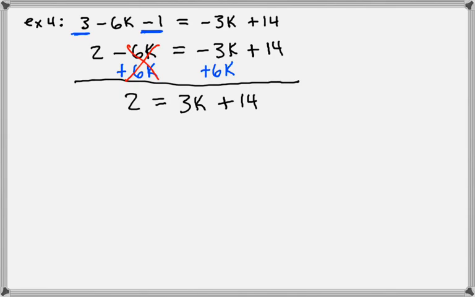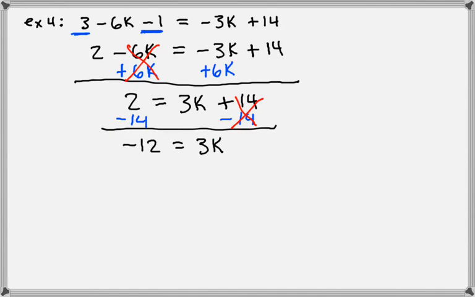From here, we're still trying to get k by itself. This is a basic two-step equation that, again, we've spent a lot of time on. So we're going to subtract the 14 from both sides. Two minus 14 is going to give us -12 is equal to 3k. To get the k by itself, we need to divide both sides by 3. -12 divided by 3 gives us -4 equals k.